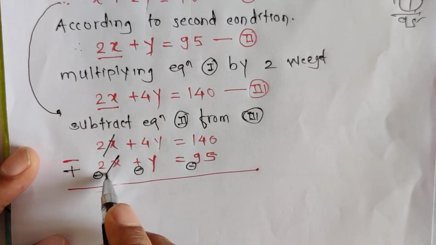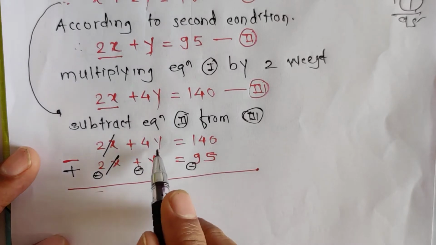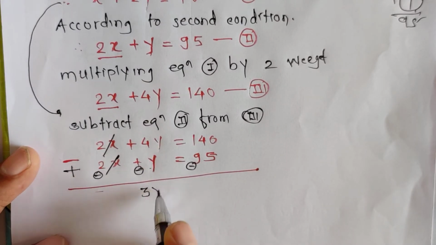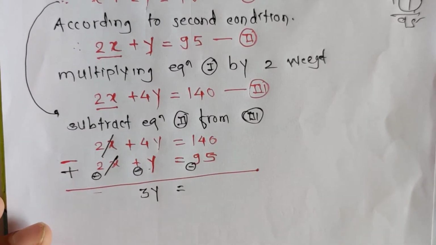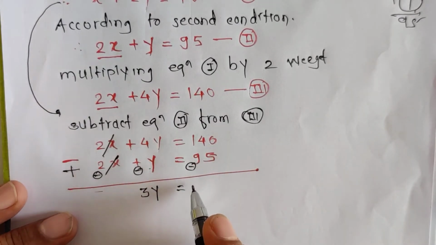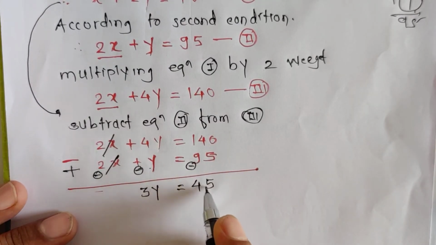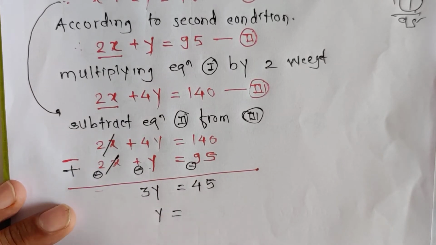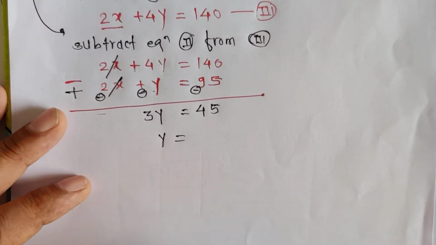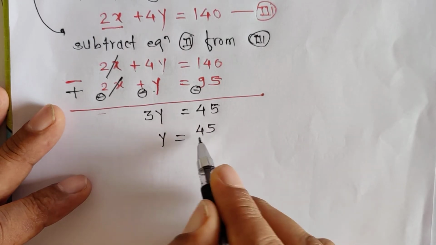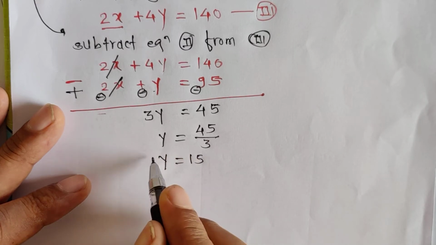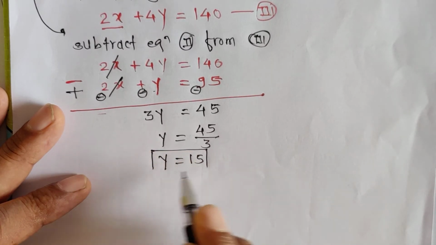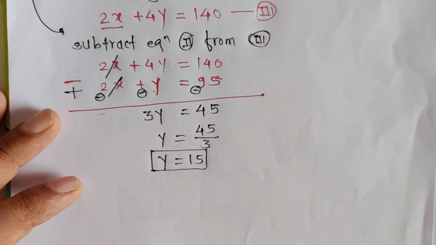So here 2x gets eliminated. 4y minus y, we get 3y is equal to 140 minus 95. So here 140 minus 95, we get 45. So y is equal to 45 divided by 3. So y is equal to 15. So this is the age of son, 15 years.